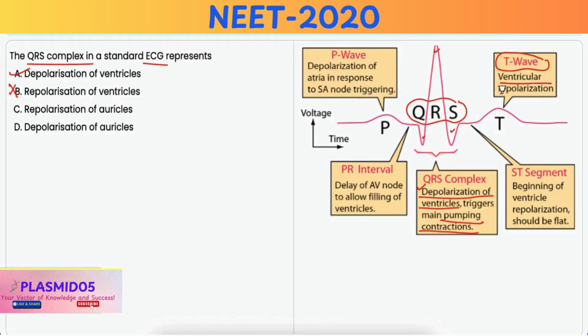Option C, repolarization of auricles. This is also incorrect because the repolarization of the auricles is masked by the QRS complex because it occurs simultaneously with the ventricular depolarization, making it hard for the ECG machine to represent it. Option D, depolarization of auricles. This is also incorrect. The depolarization of auricles is represented by the P wave and not the QRS complex.